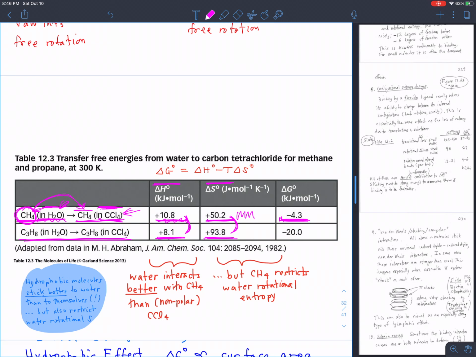That's consistent with the idea that the methane has a certain surface area with the water, which is smaller than the propane, which has a bigger surface area with the water. And so it's consistent with the hydrophobic effect ideas that the amount of entropy change should be proportional to the surface area of contact between the water and the molecule.